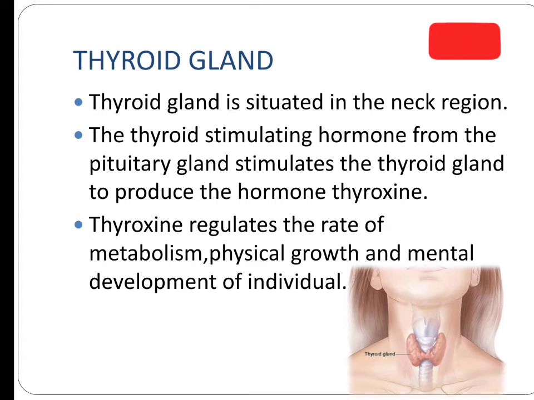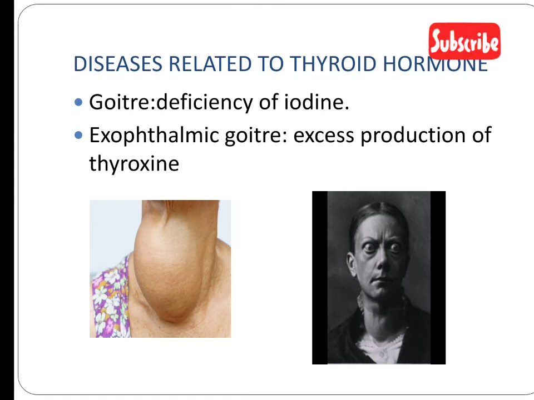So if there is deficiency of this hormone, it causes different diseases. Now let us know about the diseases. If there is deficiency of iodine, then it causes goitre. You can see here in the picture. When it causes goitre, the gland gets enlarged. Why is it caused? It is caused due to the lack of iodine in the diet. So that's why we should have a proper amount of iodine in our diet, meaning a balanced amount.